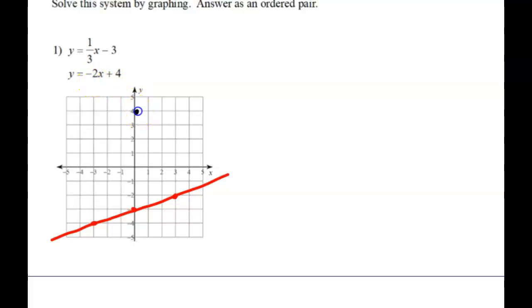This one starts up at 4, down to and over 1. And make sure you read directions, though I think I even put a little blanks here so that you would remember to write the ordered pair. And so it would be easier for me to grade. Be careful, it's over 3 and down 2, 3, -2 where they intersect. Did I do that right, guys? Any questions?